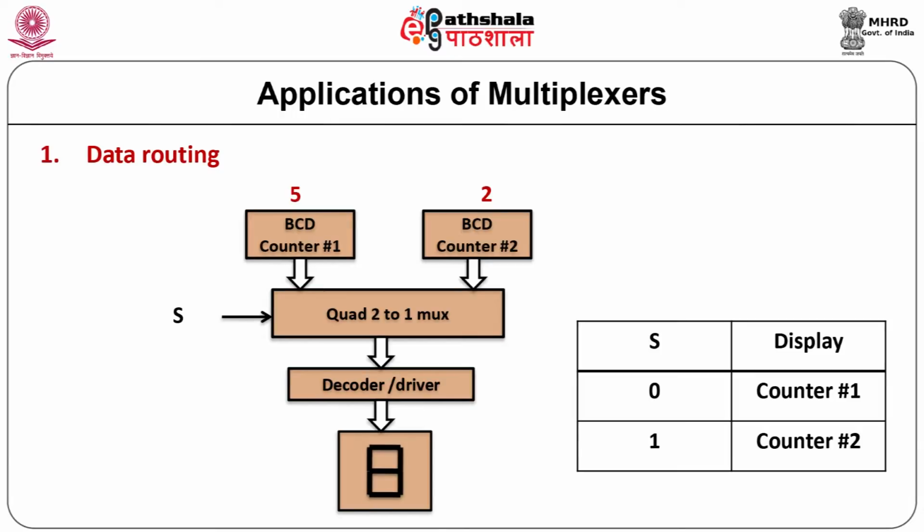Let us now study another case when S is equal to 1. When S is equal to 1, the multiplexer should select second source. Let us see. When S is equal to 1, the counter 2 contains decimal number 2. Now, this number 2 will be passed through 2 to 1 multiplexer given to decoder driver, and 7 segment display will provide a digital display of 2.